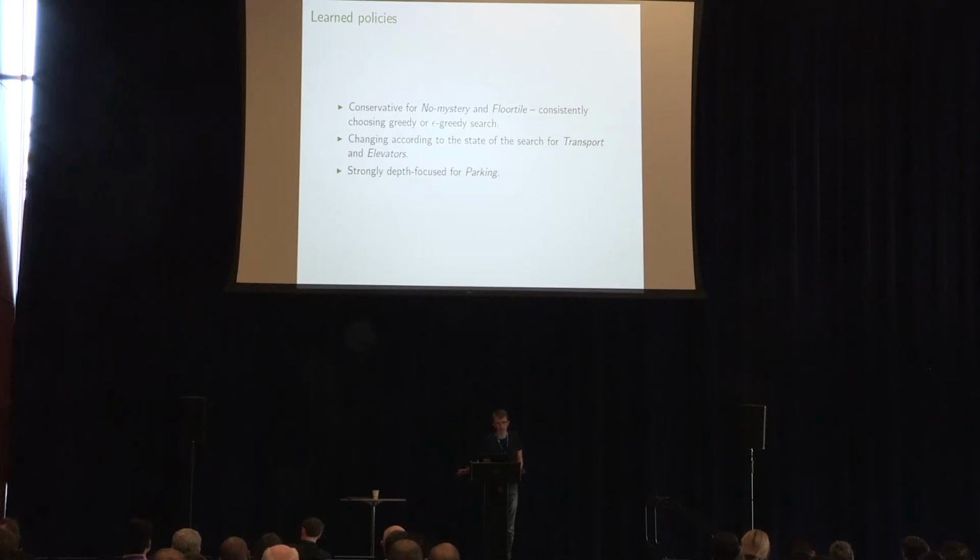So first, a couple of words, high level, about qualitatively what policies we have learned. So in general, the policies happen to be quite conservative for no mystery and floor tile. The learner was consistently choosing either greedy or epsilon greedy search. This is understandable if you look at the character of these domains. So aggressive exploration can be dangerous. You can end up in some undetected dead ends. Things are a little bit more interesting on logistics style domains like transport and elevators.